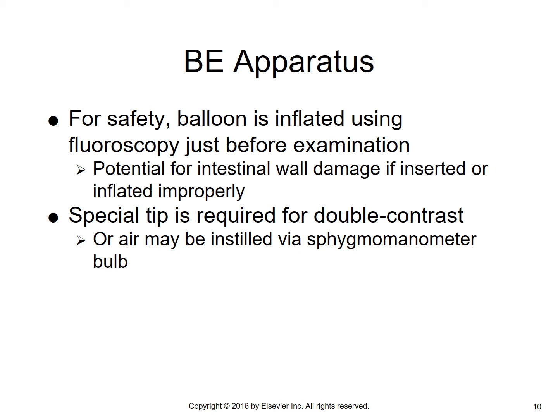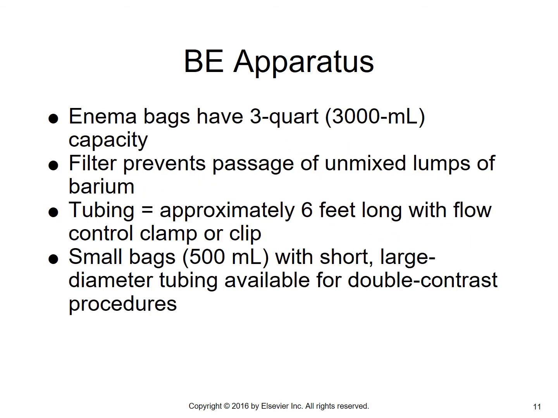Air could be instilled via a sphygmomanometer bulb, which of course is that bulb that's used for taking blood pressures. Enema bags have a 3-quart capacity. There's a filter that prevents passage of unmixed lumps of barium. You wouldn't want that going into the patient. That could look like something wrong with the patient. Tubing is about 6 feet long. There is a controlled clamp or a clip, because during the exam, the radiologist is going to be instructing you to open or to close the barium. Small bags, about 500 milliliters, with short, large diameter tubing, are available for double contrast procedures.